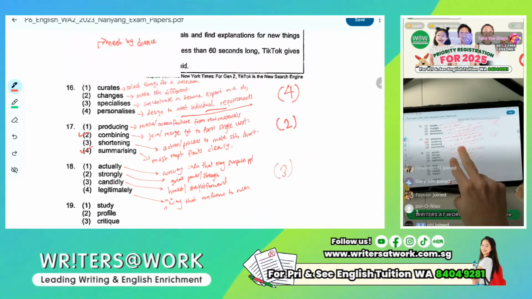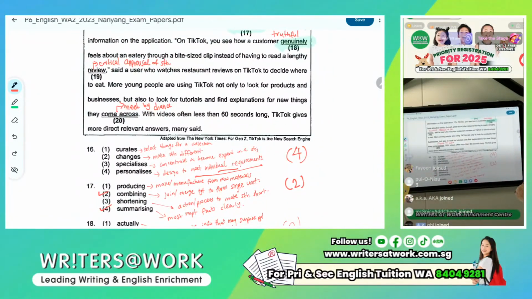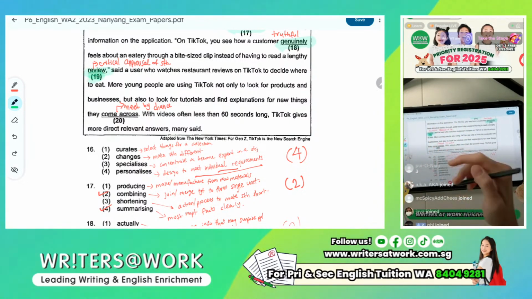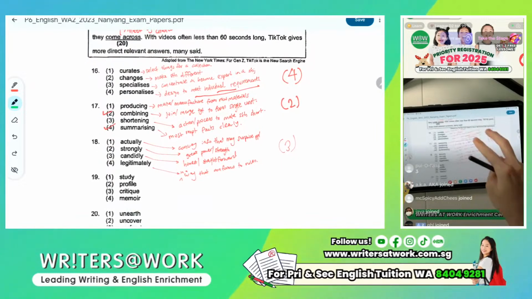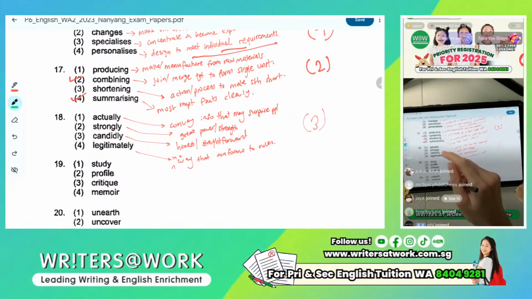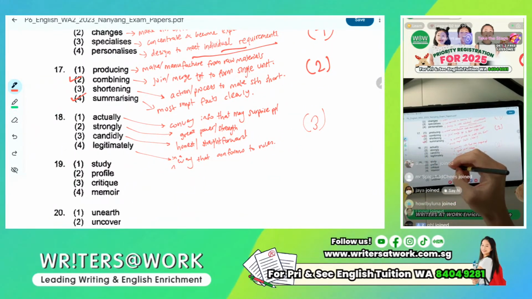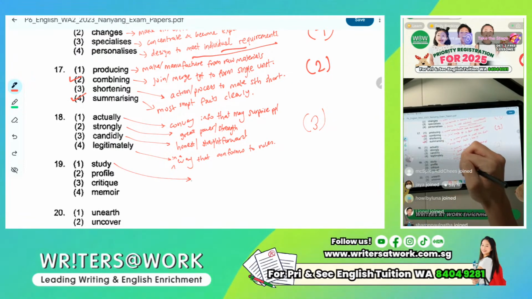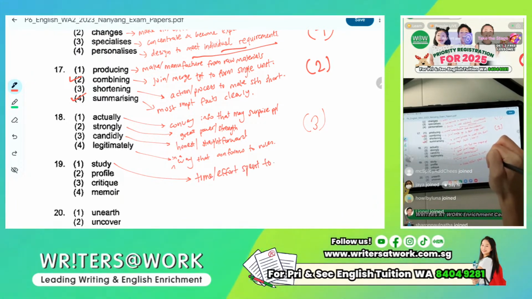Now, let's take a look at question 19. When you review something, you're trying to appraise, that means you give feedback about certain things. Now, let's take a look at the options. First one is study. When you study something, you are basically spending time and effort to acquire knowledge.